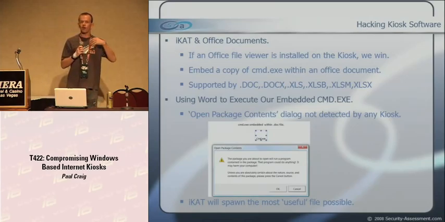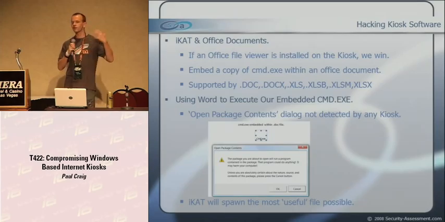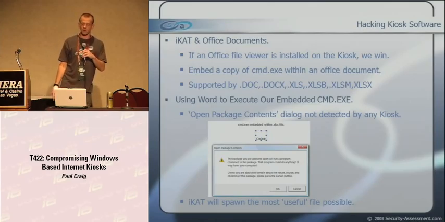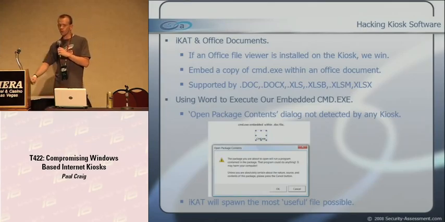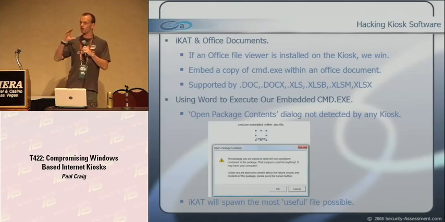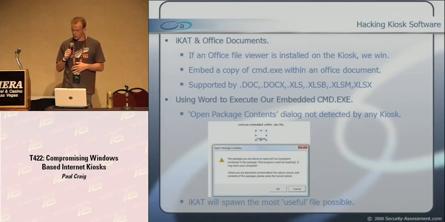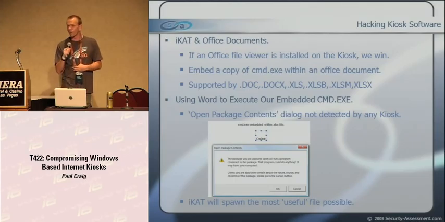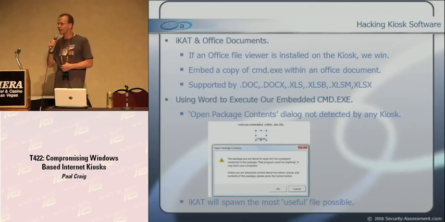So if you use the iCat file handler invocation trick and you find that Office pops up, you may get a document which says something like this, cmd.exe embedded within a doc file. And then you double click it, and the open package contents box pops up, and it warns you very specifically, this package you're about to open will run a program containing this package. That program could do anything. It may harm your computer. Well, I don't really care about the kiosk. Okay.